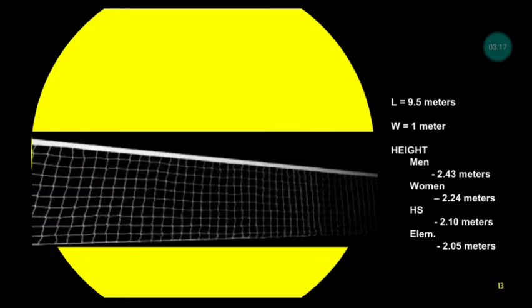Next, we have the net, with a length of 9.5 meters and a width of 1 meter. The height when men play volleyball is 2.43 meters, while for women it is 2.24 meters. For high school it is 2.10 meters, and for the elementary grades it is 2.05 meters.